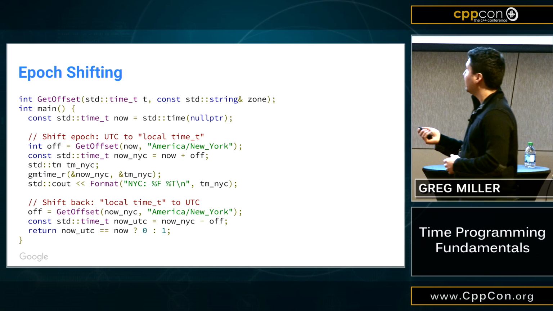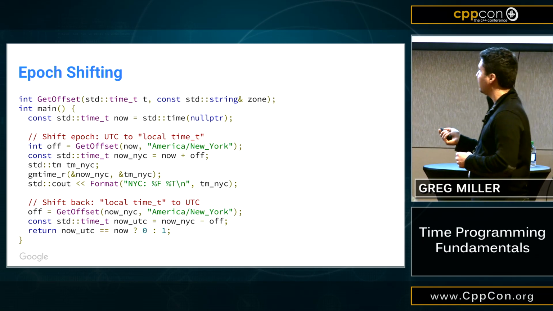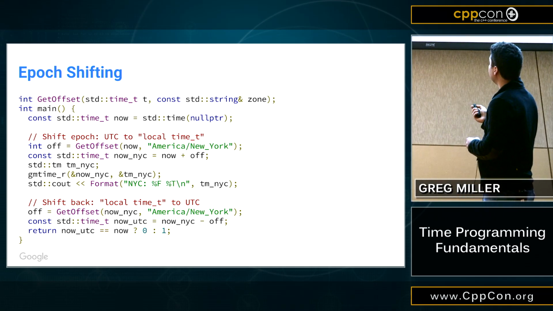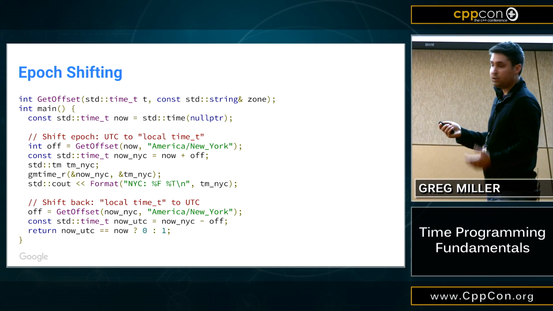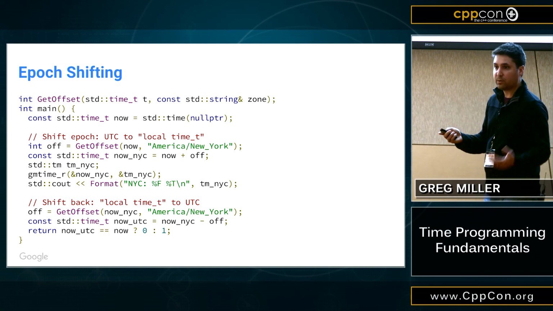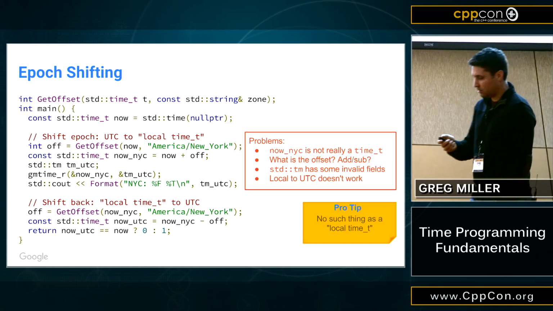So given my now NYC, my local time t, I say getOffset for this time, now NYC, again in America/New_York. And since previously I added the offset, here I'm going to go ahead and subtract the offset because I'm trying to undo this operation. And I get now UTC. And so the question here is, are these 2 guaranteed to be equal? That's one of my questions. But let's go ahead and take a look at some of the other problems that we see with this code.